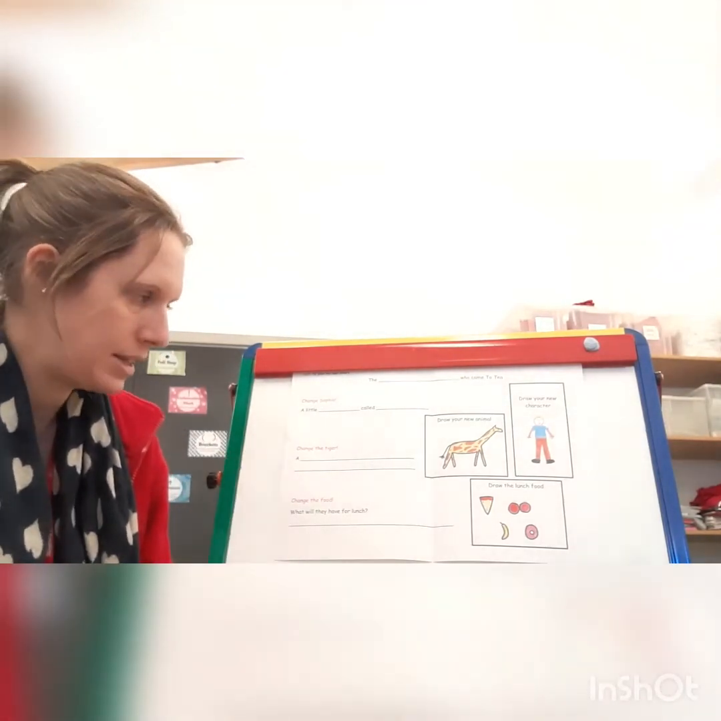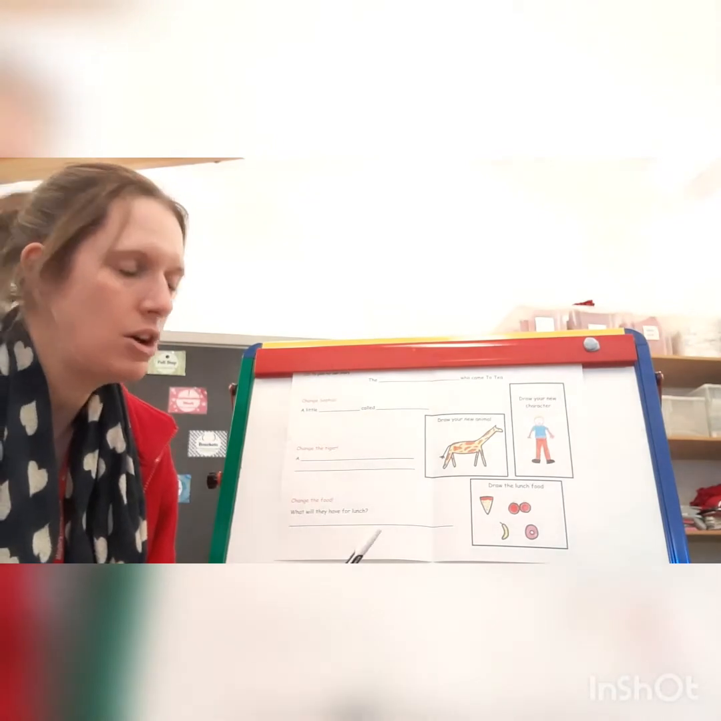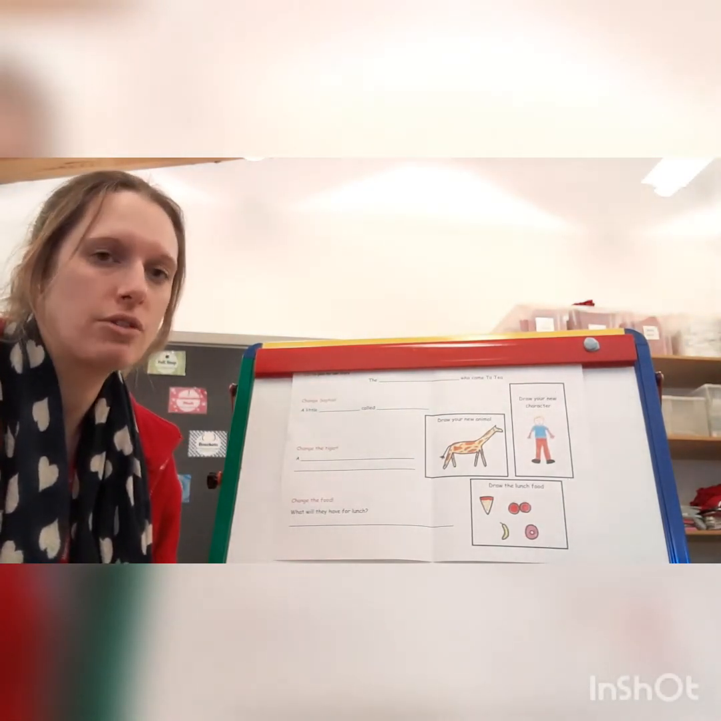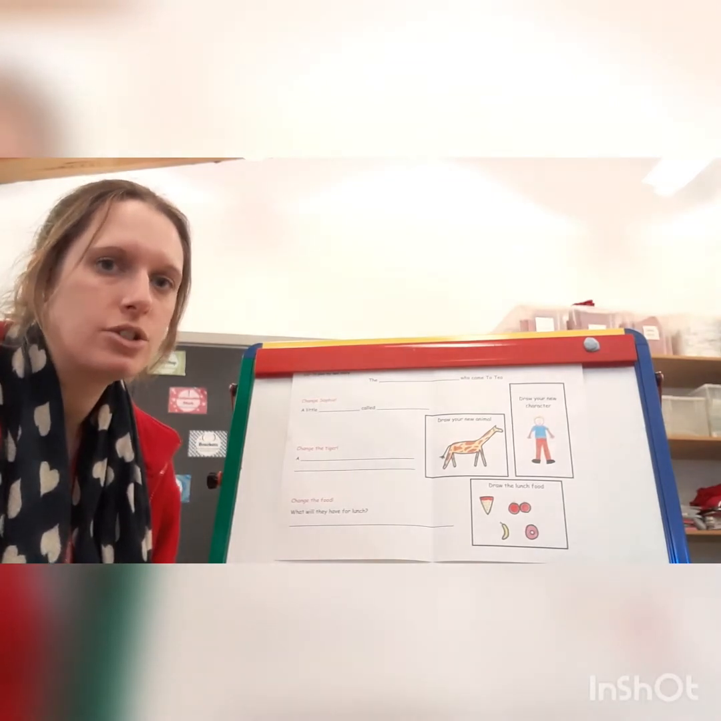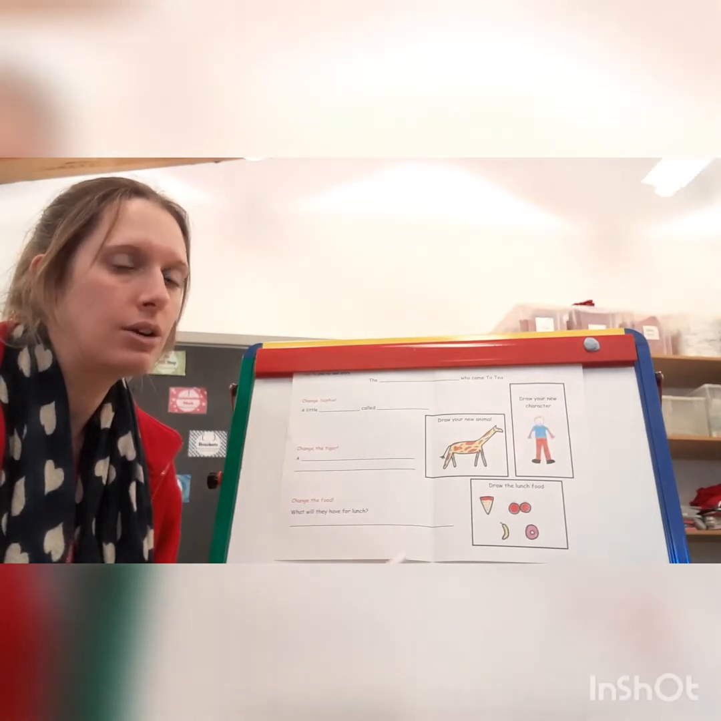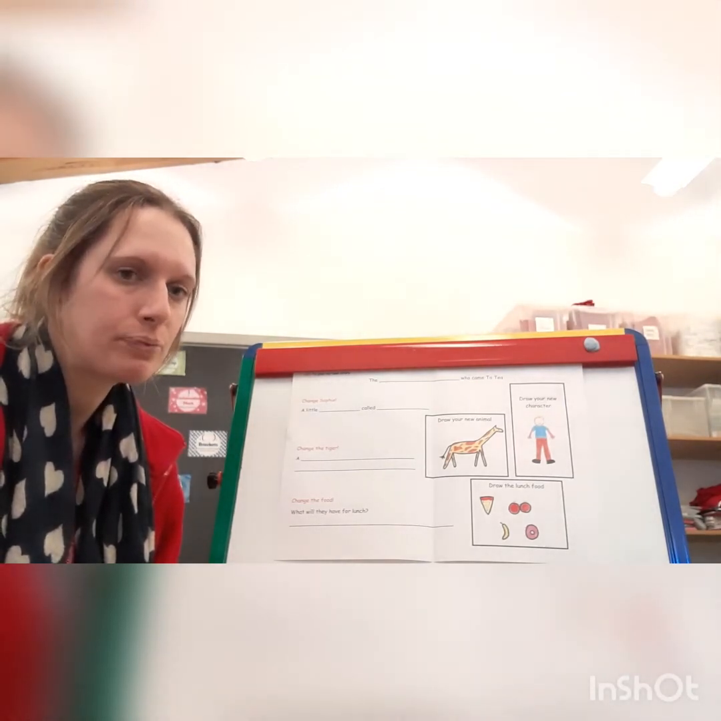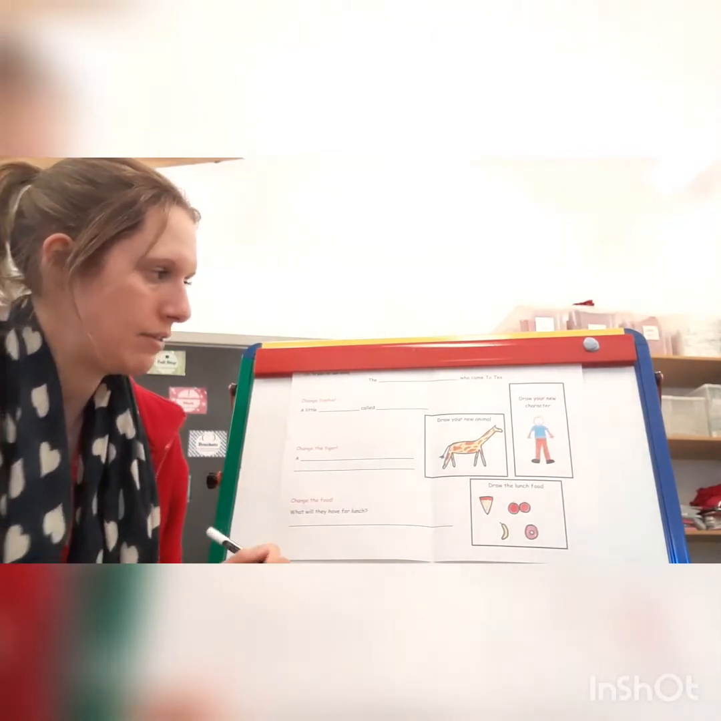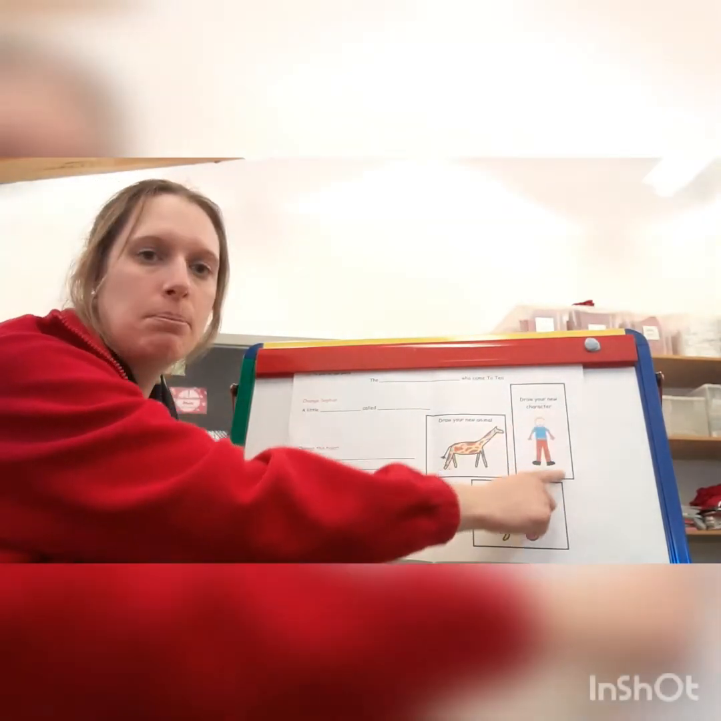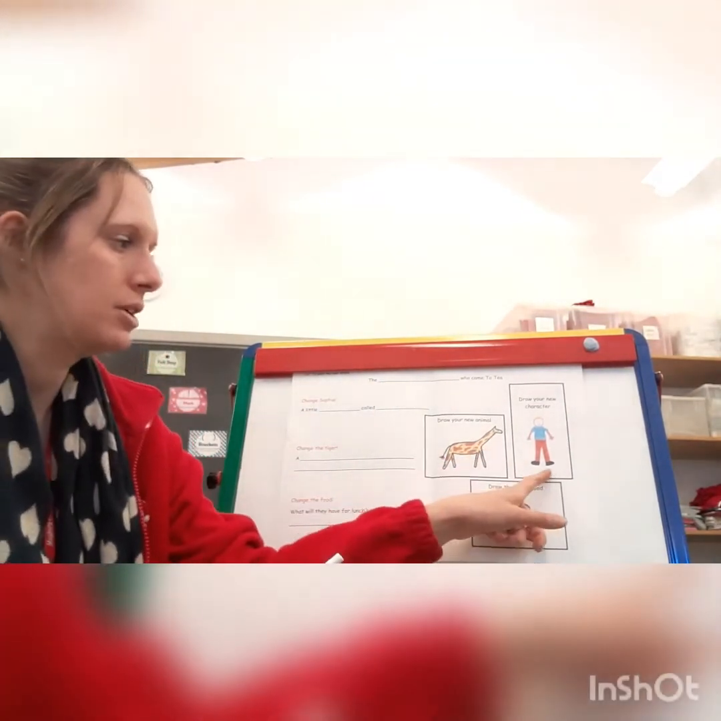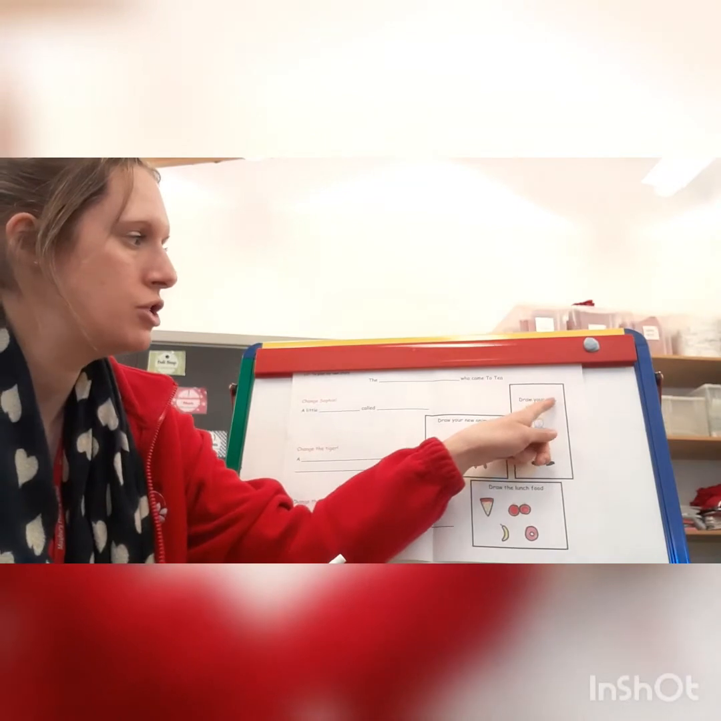So the first thing I want you to do is have a think. In your story, you're not going to have a little girl called Sophie. You're going to change your character to a different person. It's going to be a little girl, or it could be a little boy, but it's not going to be Sophie. So I've changed my character to a little boy who is called Sam.